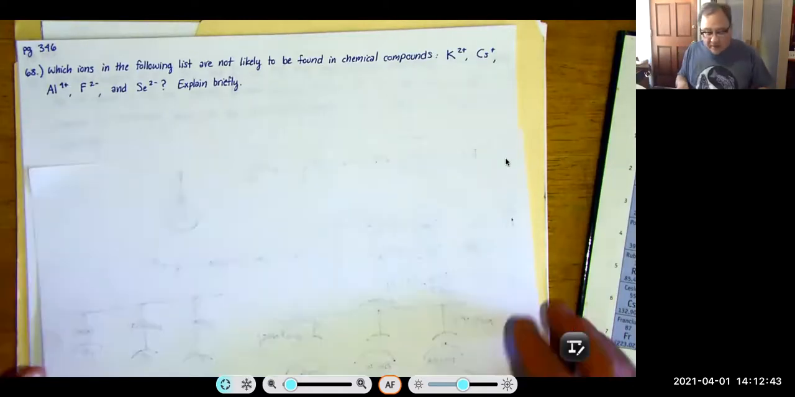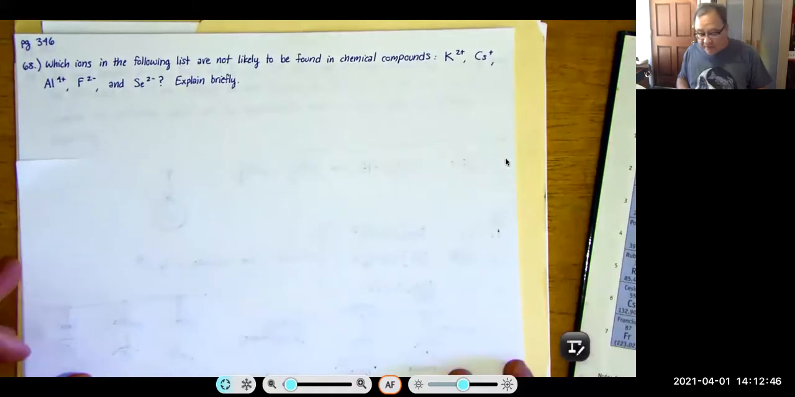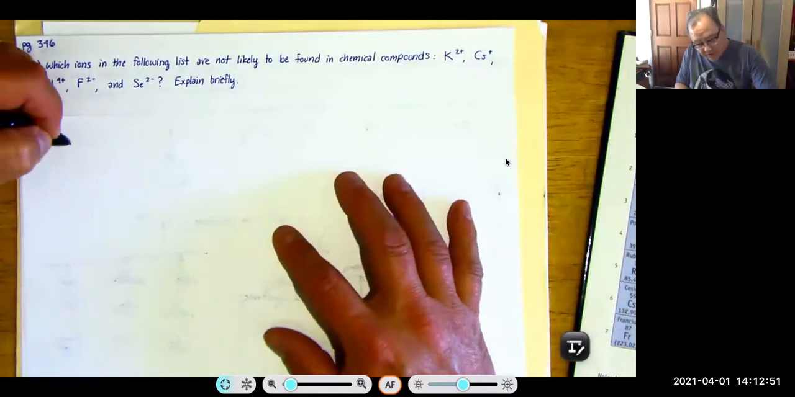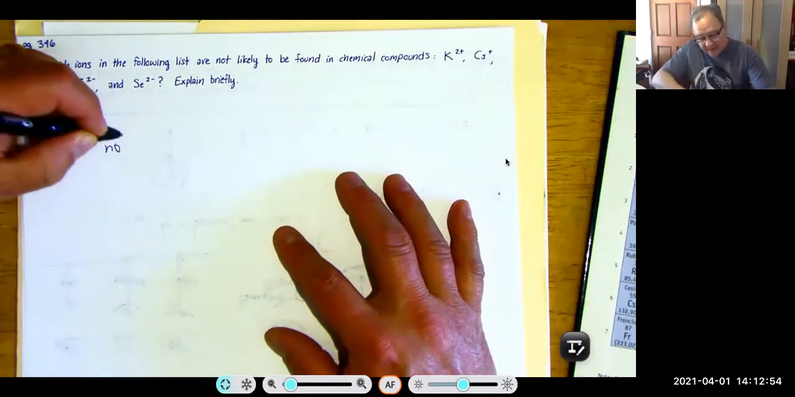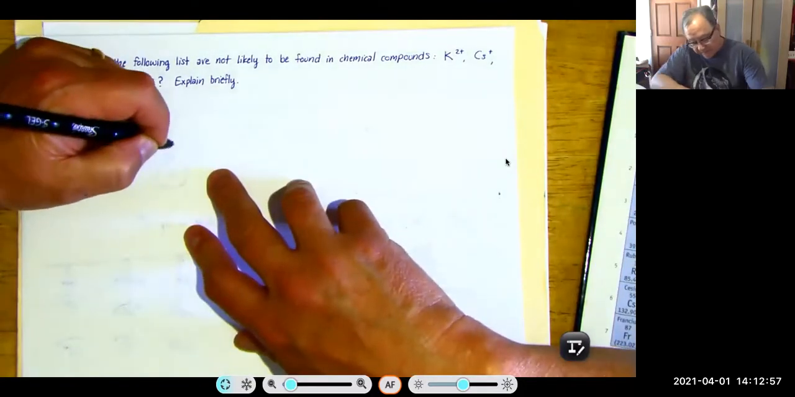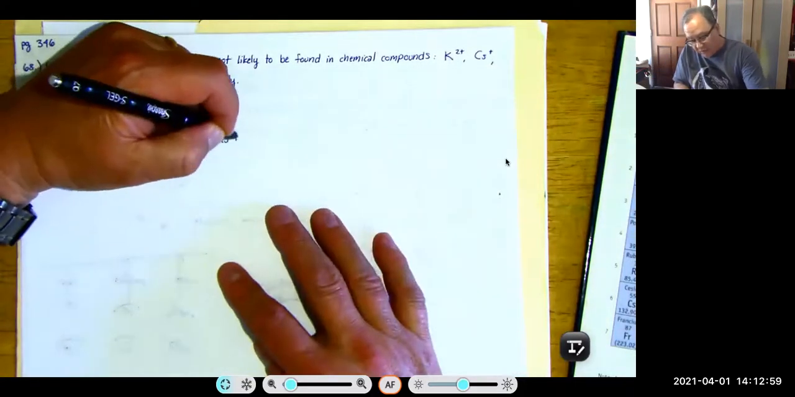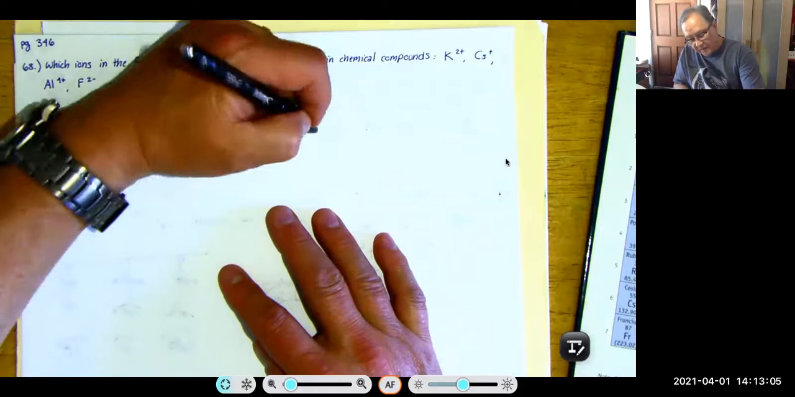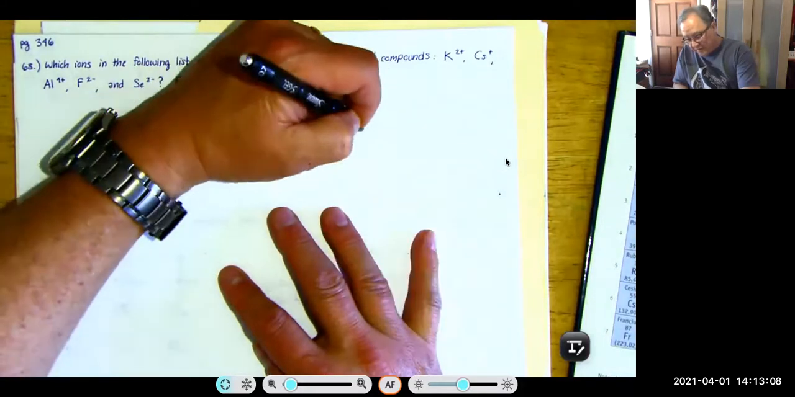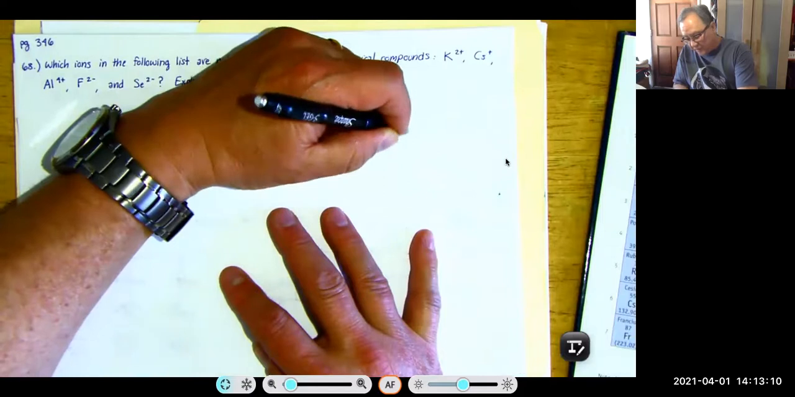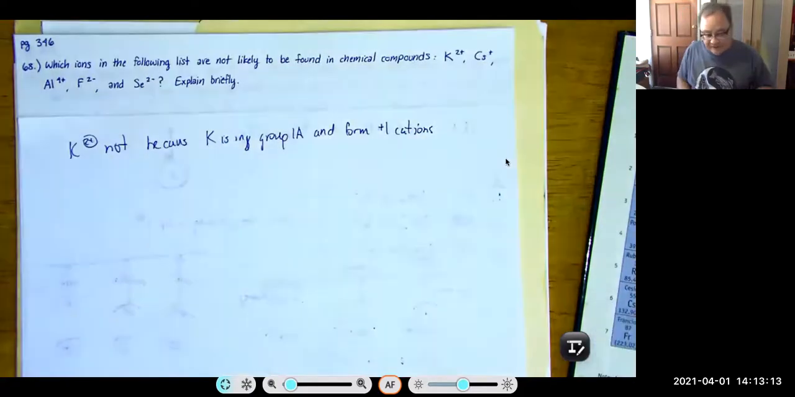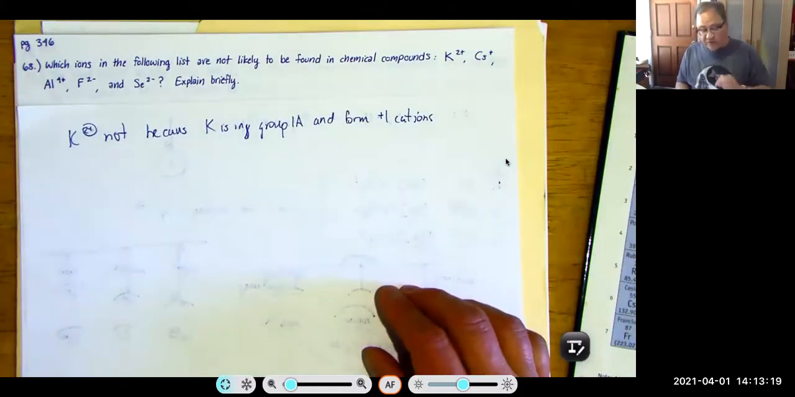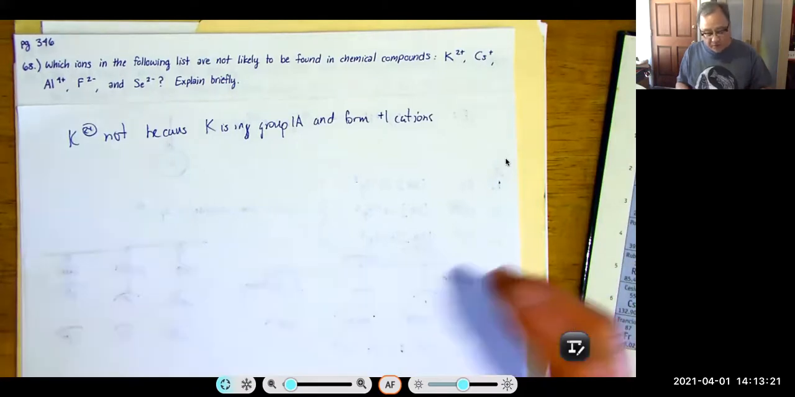Which ions in the following list are not likely to be found in chemical compounds? Explain briefly. So we know K2+ is not, and that's because K is in group 1A and forms +1 cations. That's what we learned in previous chapters, but we are now at the point where we should be able to explain why it doesn't form a +2 and why it only forms a +1.